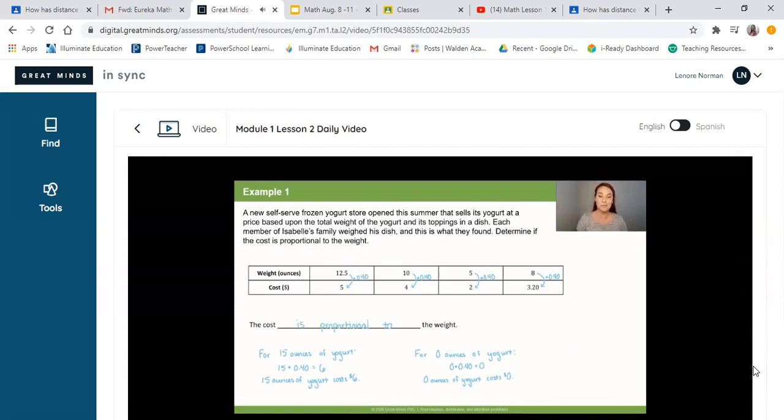Since we have a proportional relationship, we can always multiply the number of ounces, x, by the constant that represents cost per ounce to get the total cost, y. The equation that we could use to represent this situation is y equals 40 hundredths times x.